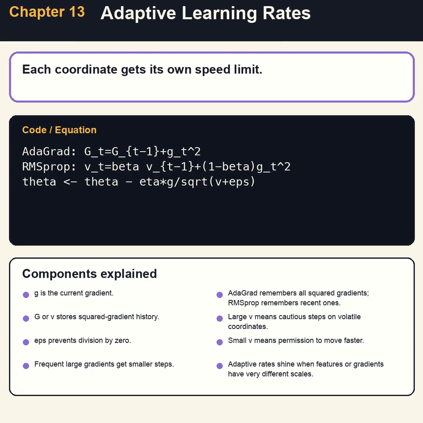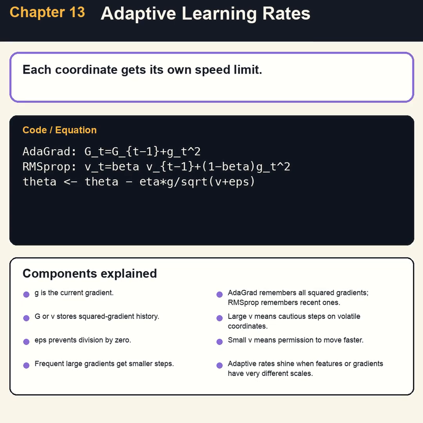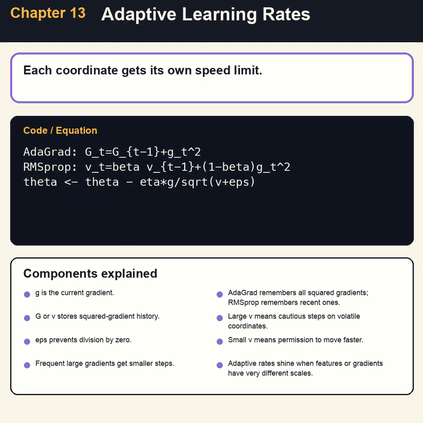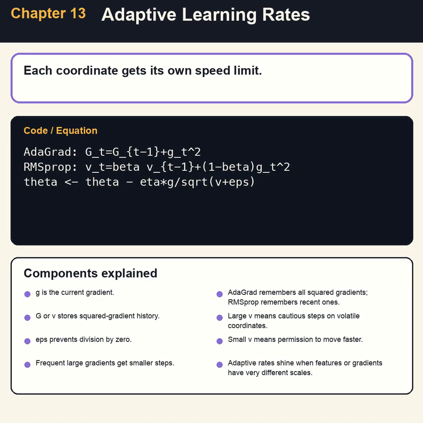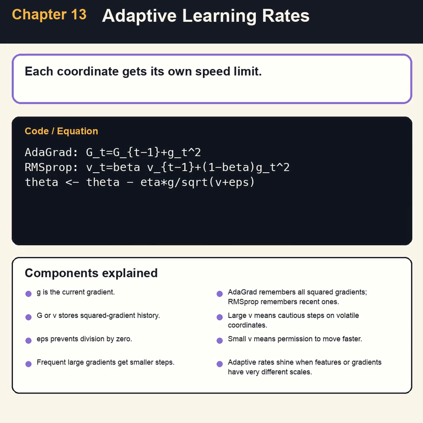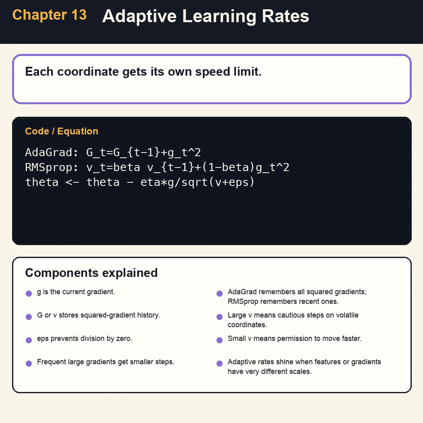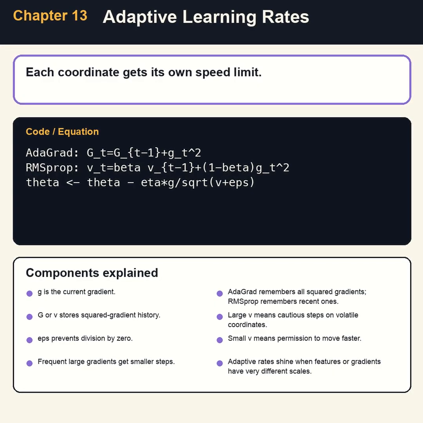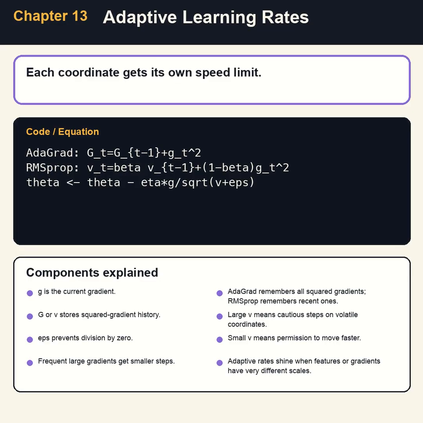Adaptive learning rates. Real-world analogy. Smart cruise control slows on winding roads with unstable gradients and speeds up on straight highways with consistent signals. AdaGrad accumulates all squared gradients, which can slow too much. RMSprop uses an exponential average so old gradients fade.